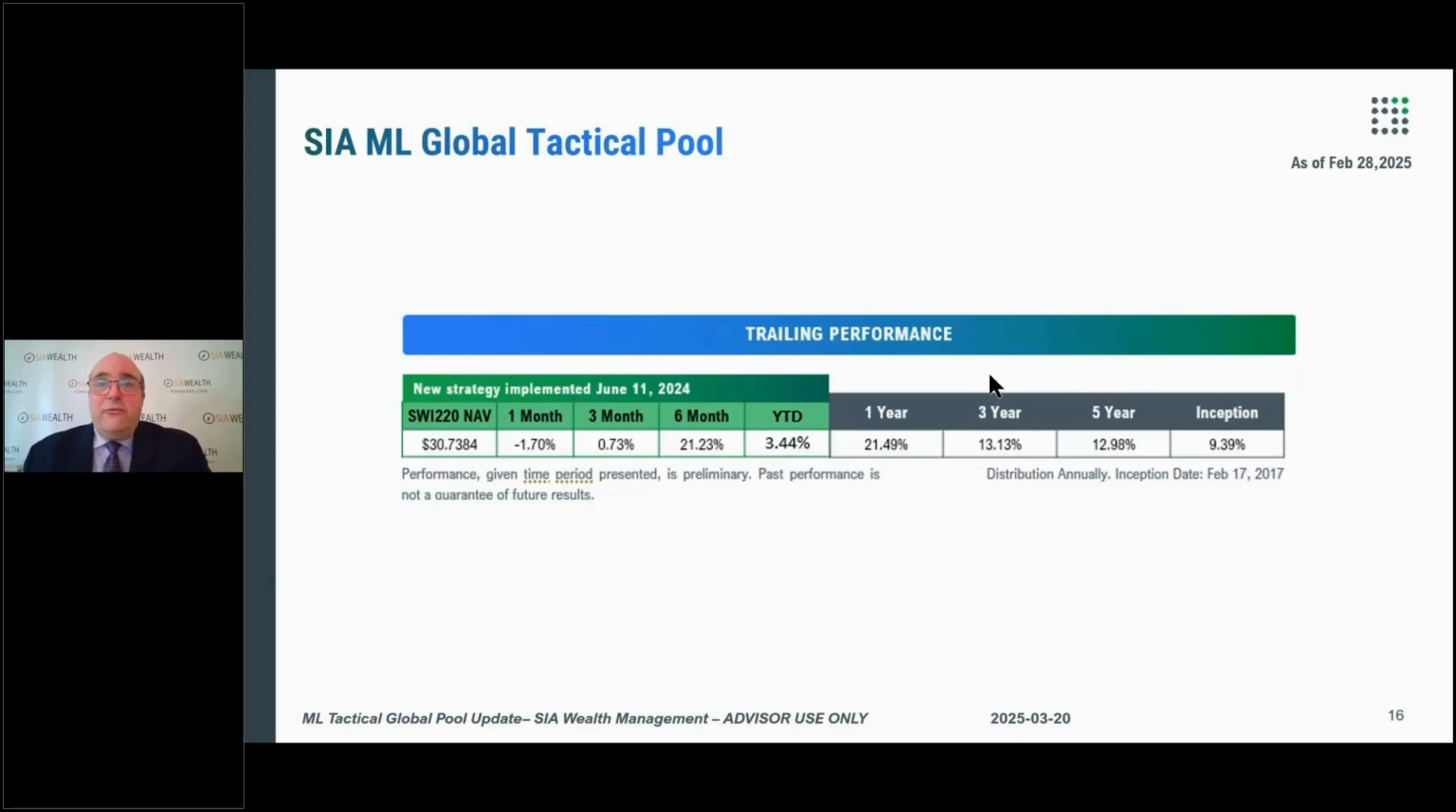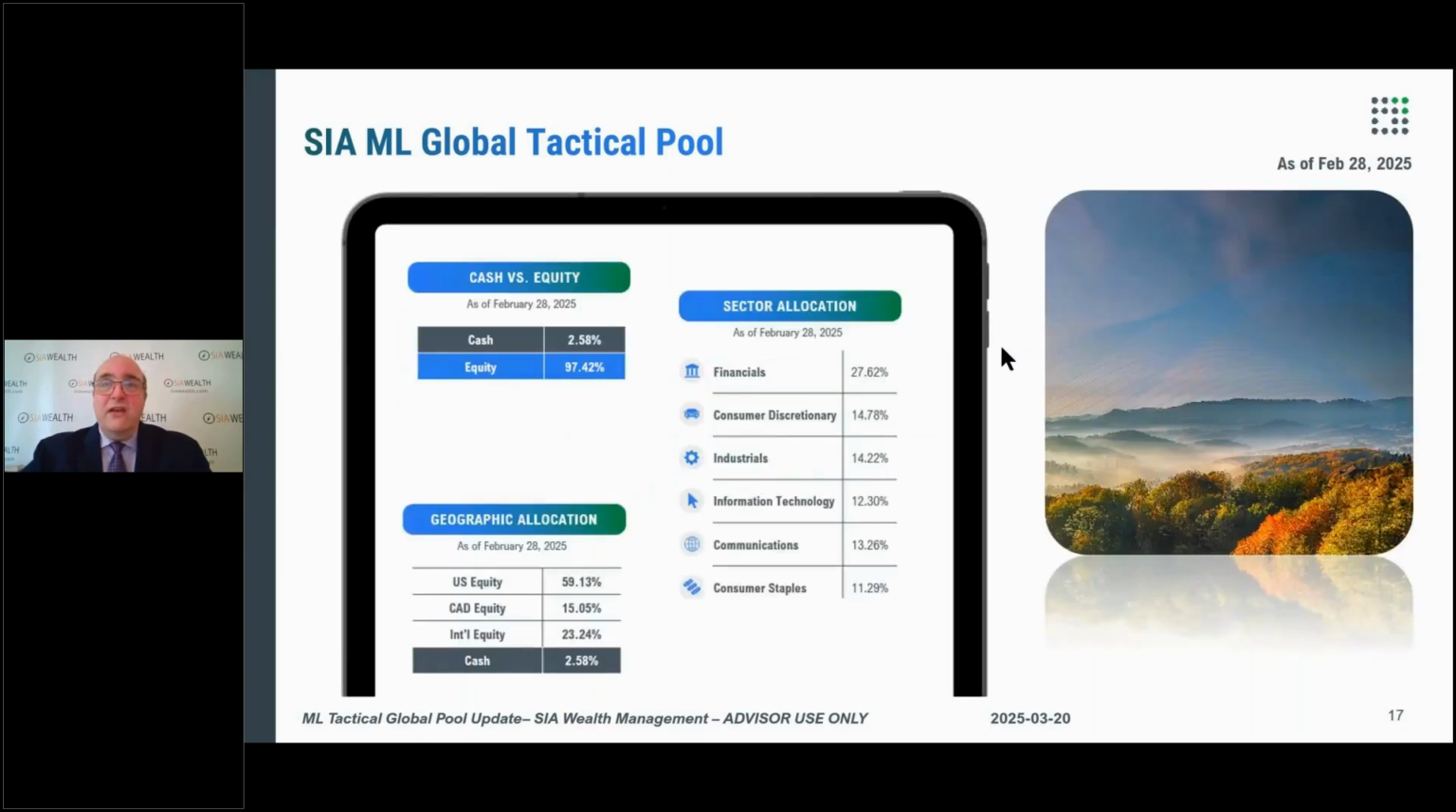Looking at the trailing performance, this new sleeves-based strategy, we implemented on June 11th, 2024. Our more recent performance, up to February 28th: one month was down 1.7%. Three months was up 0.73%. Six months up 21.2%. Year to date up 3.4%. And so we've seen that. We have seen significant change in rotation in the markets over the last few weeks.